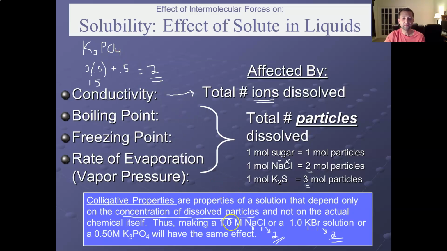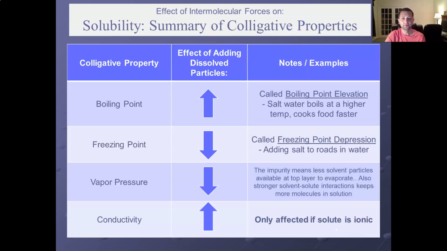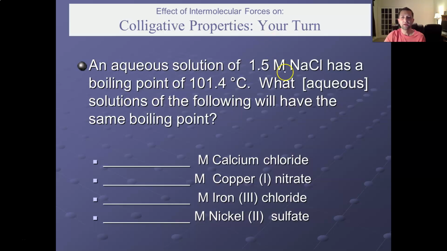So remember, the 1 molar NaCl, the 1 molar KBr, and the 0.5 molar K3PO4 will all have the same effect because we want to find the same number of dissolved particles. Okay? Let's do that for this example. How many dissolved particles does 1.5 molar NaCl have? And then what would the molarity of these things need to be to have the same number of dissolved particles? Okay? Pause the video, give it a try, and we'll go over it to wrap up the lesson.